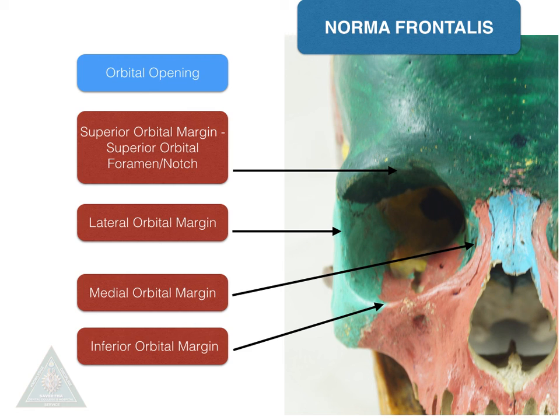The lateral orbital margin is formed by the zygomatic process of the frontal bone and the frontal process of the zygomatic bone. The medial orbital margin is blunt and it is mainly formed by the frontal process of the maxilla. The inferior orbital margin is sharp and it is formed by the maxilla and the zygomatic bone.